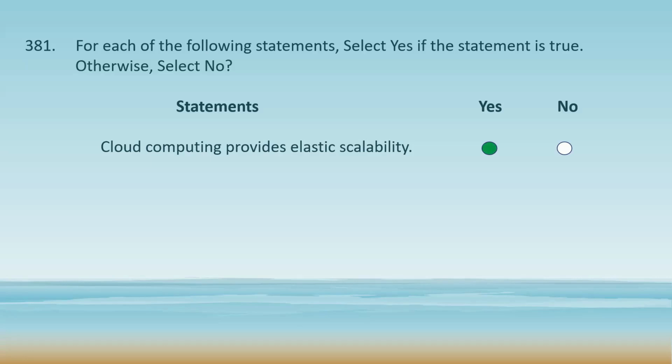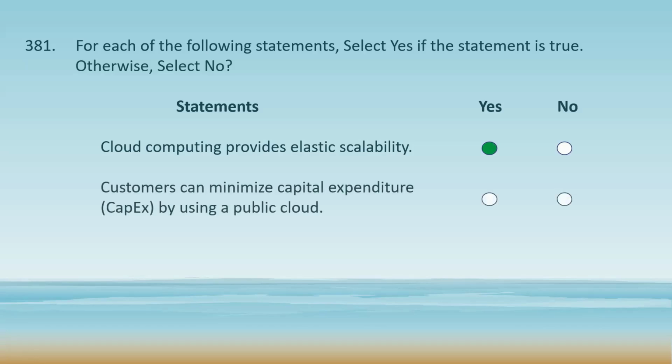Now, the next statement is, customers can minimize capital expenditure by using a public cloud. This statement is also correct. We have had many similar type of questions in the series, and you should know by now that when you start using cloud computing, then you make a move from capital expenditure towards operational expenditure, which is OPEX.